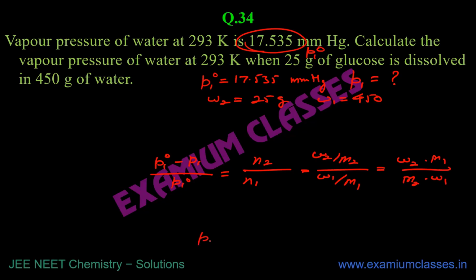Once you do, you will get P1, which you have to calculate, as 17.438 mm of Hg. Now another point, mm of Hg is also known as torr. So if you get the unit of pressure written as torr, it means it is these many mm of Hg.